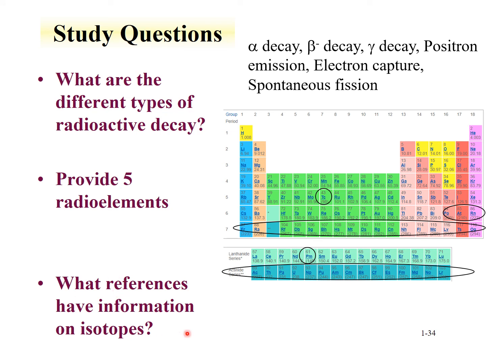What references have information on isotopes? You can always evaluate the chart of the nuclides and the table of the isotopes to get information on isotopes. This can be supplemented with the IAEA isotope browser, which you can download to your phone for a handy reference.